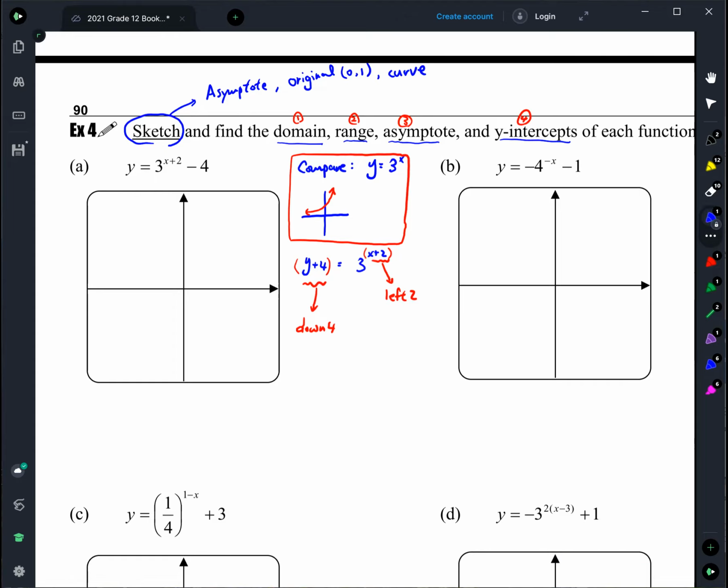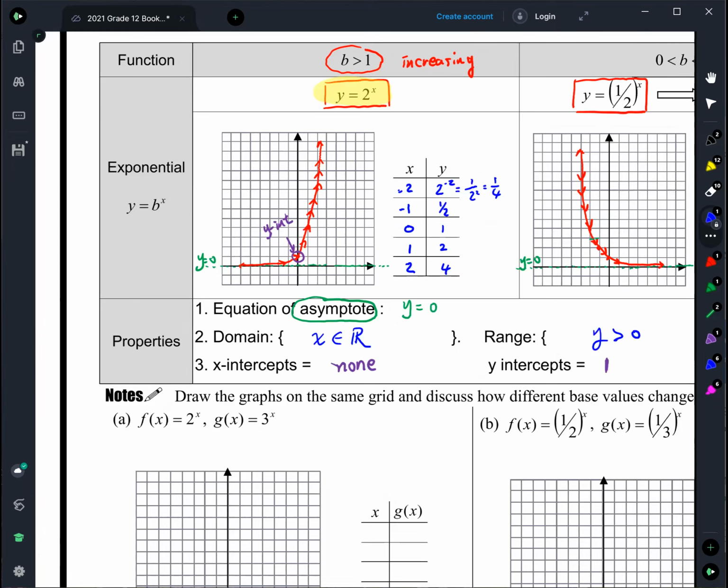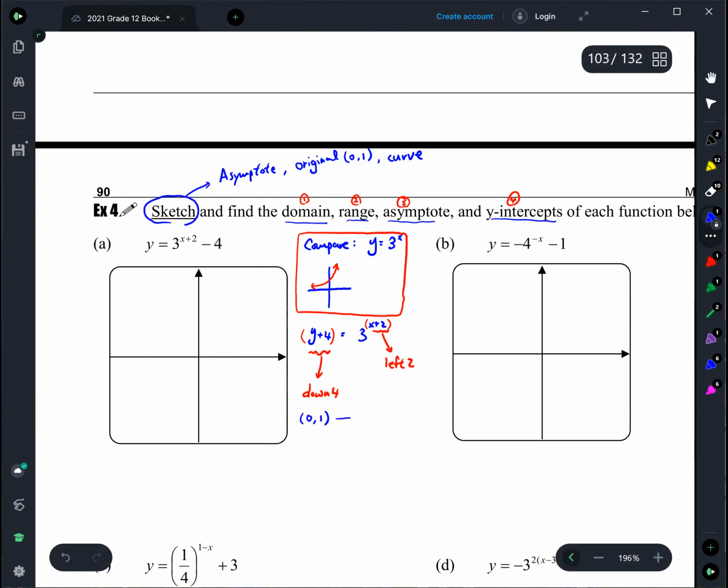Once we got the story, we can get our points. Next, our original key point is (0, 1). That point never changed. If you look at the previous page, the y-intercept for either graph, whether decreasing or increasing, is always at 1. So we use that as a key point, and then we will apply the translation, moving left and moving down. So (0, 1) will move to a new place.